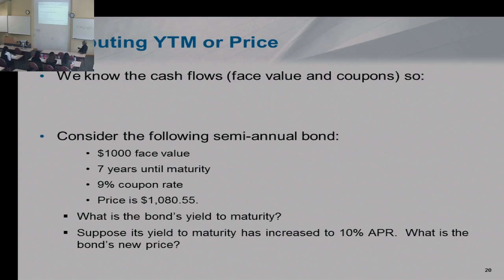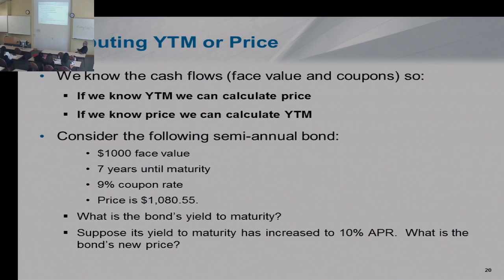So we know the cash flows, which is the face value and the coupon, and we know the term to maturity. So if we know the yield, we can calculate the price, and alternatively, if we knew the price, we could calculate the yield.